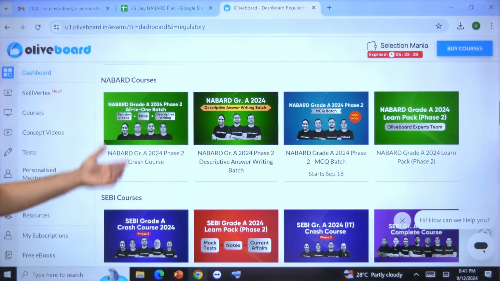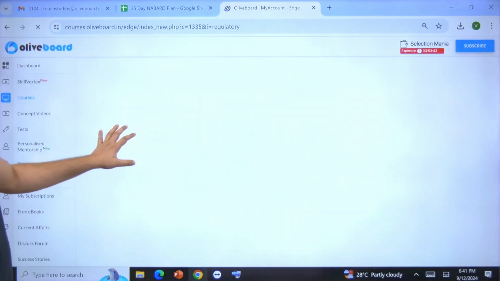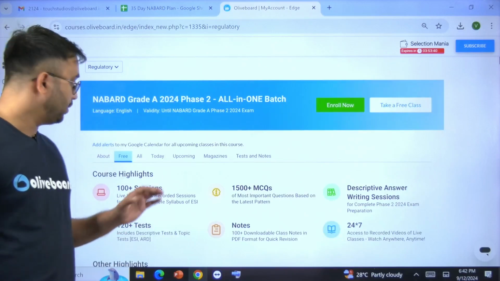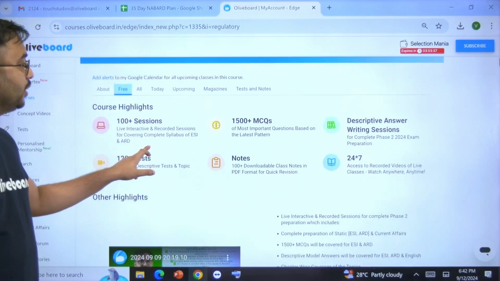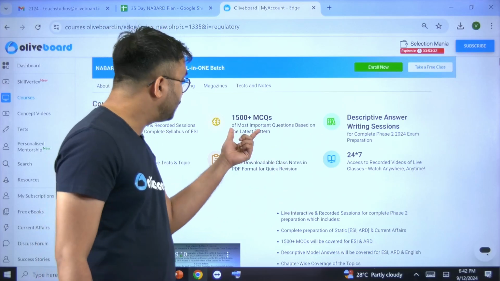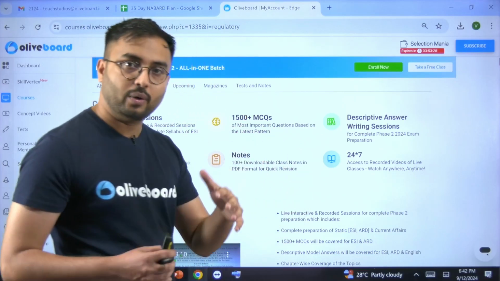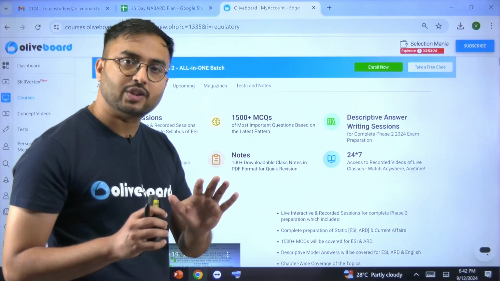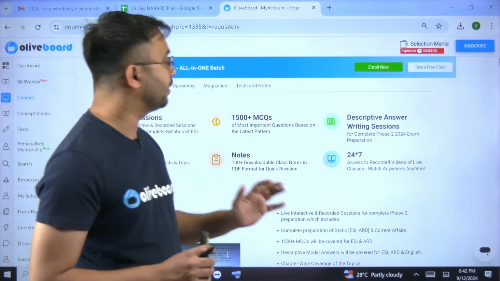Okay, so this all-in-one batch when I'm talking about, look at it. All-in-one batch is that batch which provides you almost everything. We provide you 100 plus live and recorded sessions in which we provide revision classes also, 1500 plus MCQ sessions also, in which we will be covering 1500 plus MCQs. So minimum number of lectures, 5 to 10 lectures only, but we will cover 1500 MCQs in that.